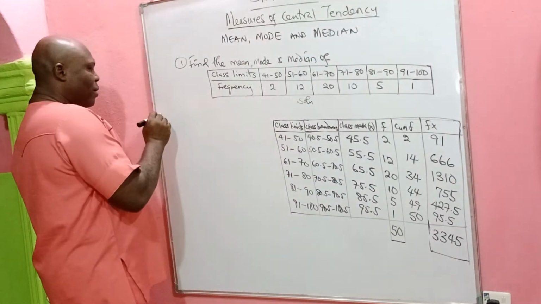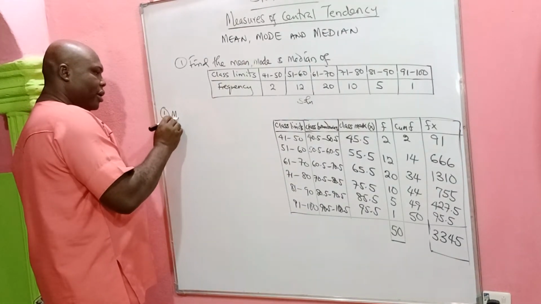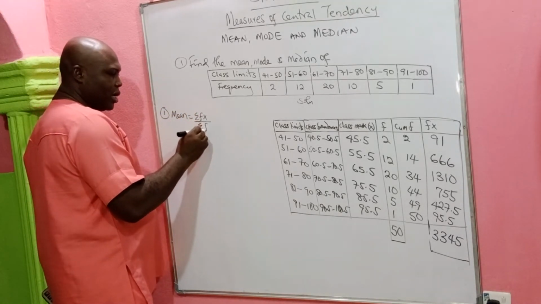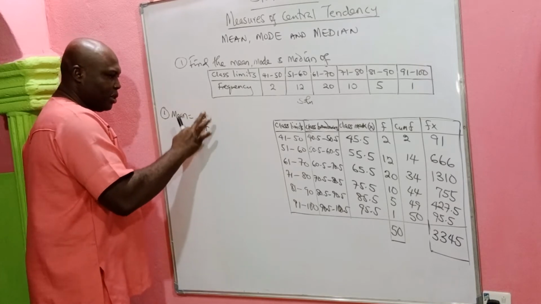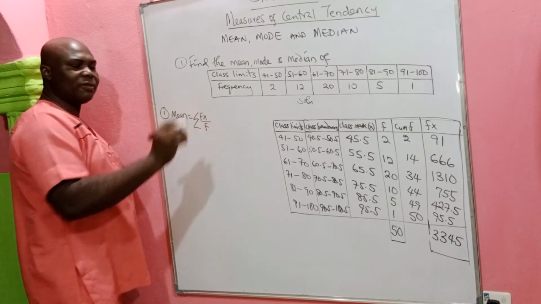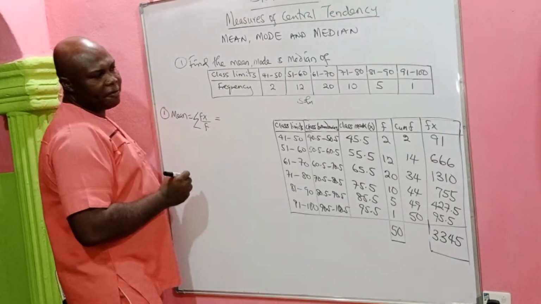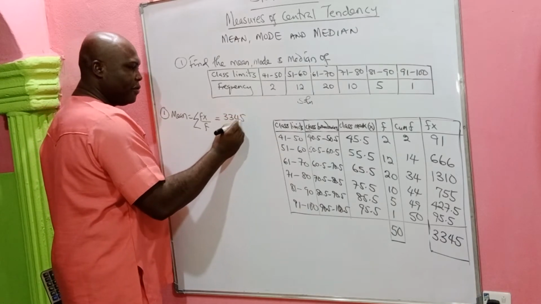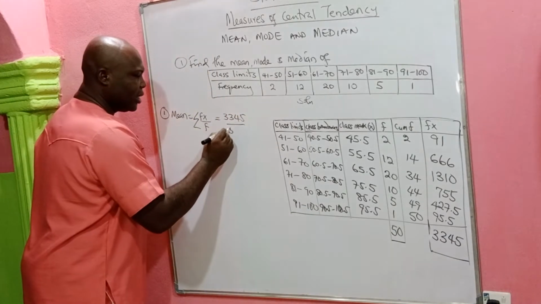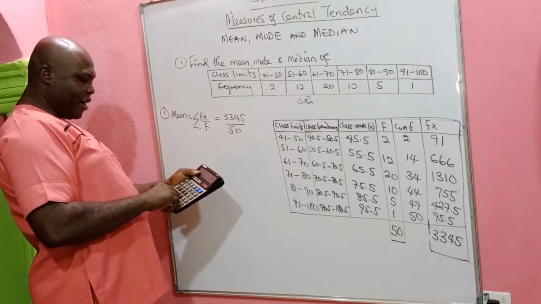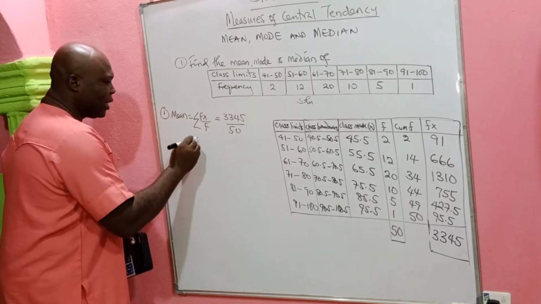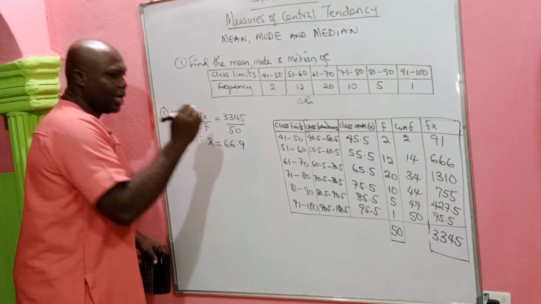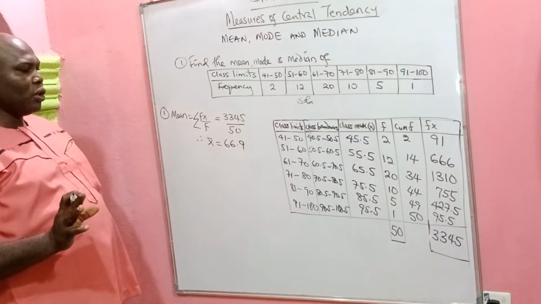Very easy. Number one, our mean. Of course, we say the mean is summation fx all over summation f, alright? Or you can make the summation sign this way. It covers for fx and f. So summation fx, the sum of fx, is 3345, all over summation f, which is 50. So 3345 divided by 50 will give us our mean, 66.9. Therefore, the mean is 66.9. That's our mean. Please take note of that.